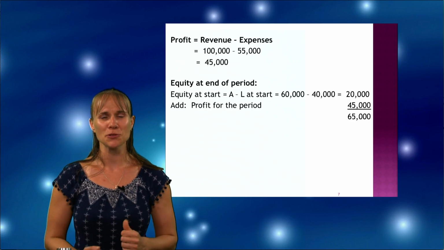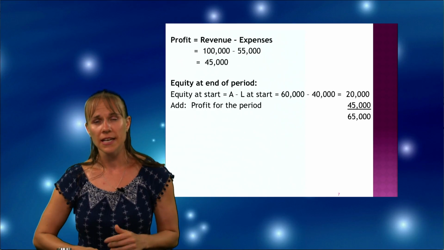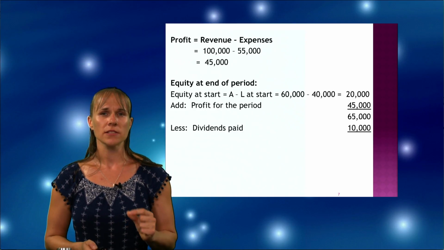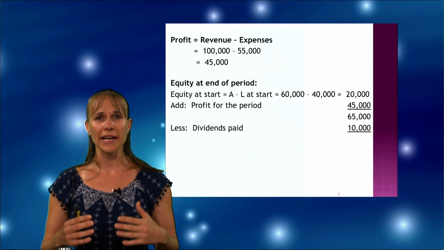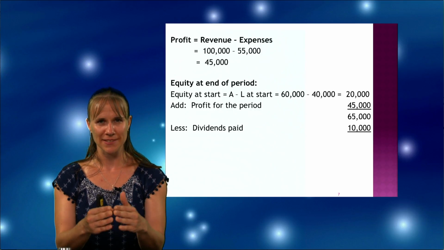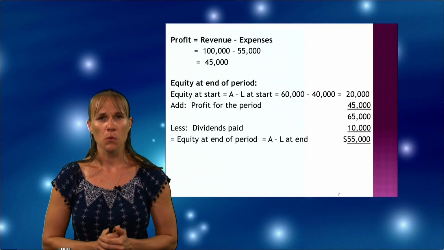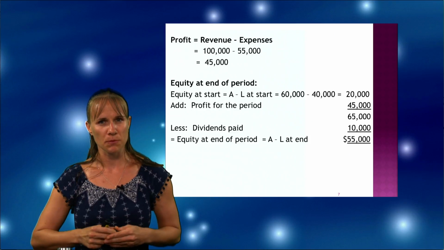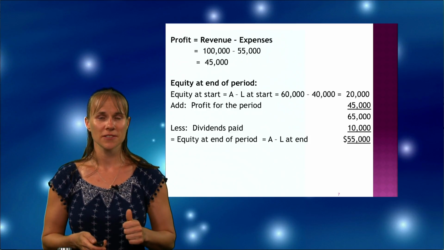Moving on, our subtotal, $65,000, is our equity plus our profit. From here, we need to subtract off our dividends. Dividends, like drawings, are a way of paying the owners back some of the money that the business owes them. So we subtract off $10,000, which then gives us equity at the end of the period of $55,000.